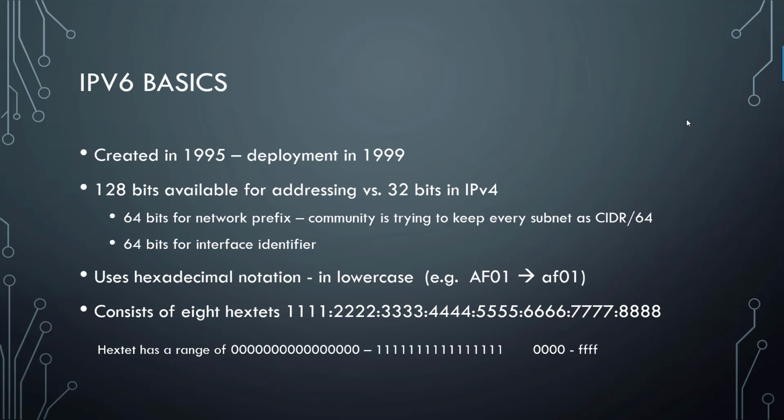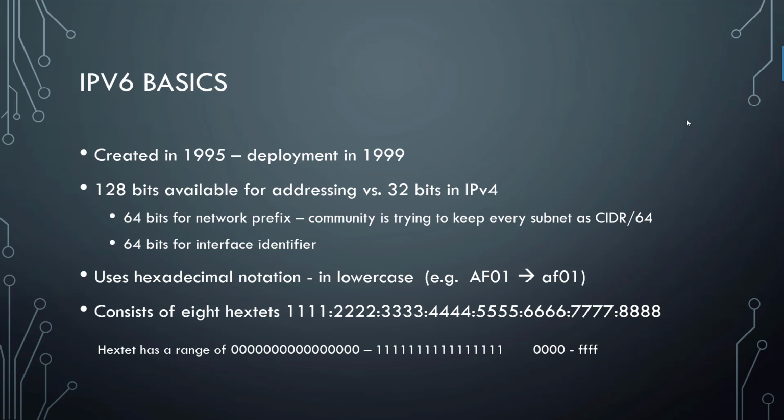Basically, it has 128 bits available for addressing interfaces versus the 32 bits that were only available in IPv4. So the 128 bits are cut in half. 64 bits are for the network prefix. That would be the equivalent of a net mask in IPv4. Or to put it as a metaphor, it would be very similar to a person's last name, their surname.